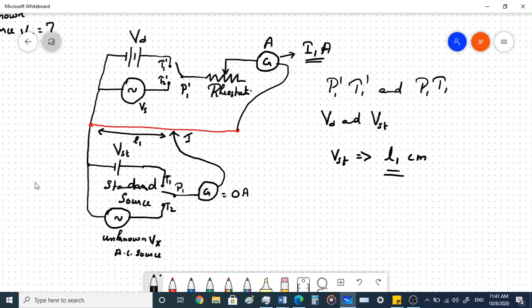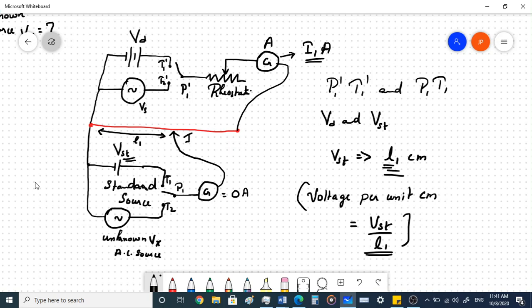standardization or the calibration, the value of VST will correspond to a particular length L1, right? Now, in this case, the voltage per unit centimeter will be equal to VST divided by L1, right? So this is the calibration that we are going to make. The voltage per unit centimeter of the uniform resistance wire should always be kept as VST per L1. This is the calibration that we have done.